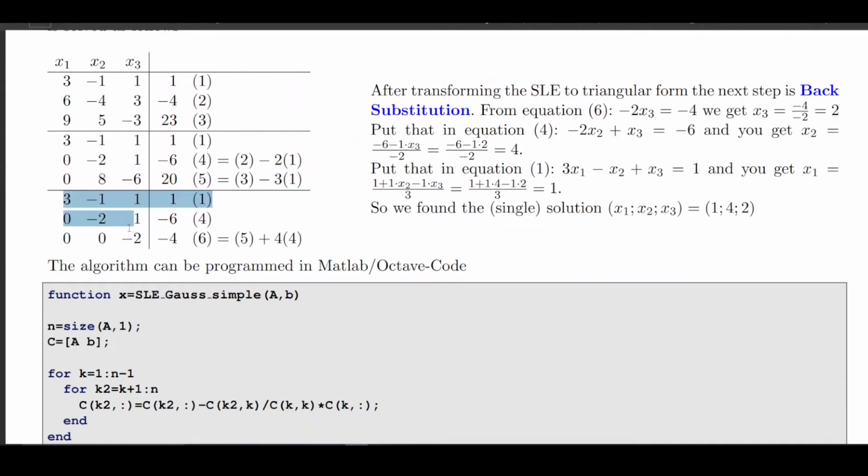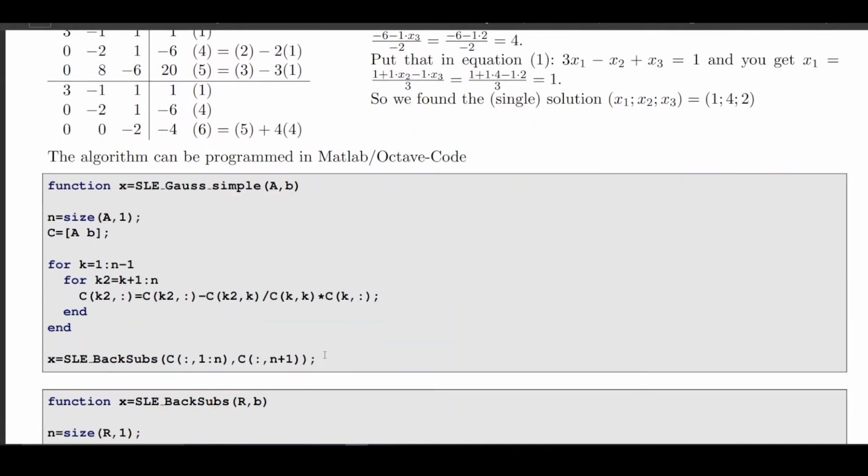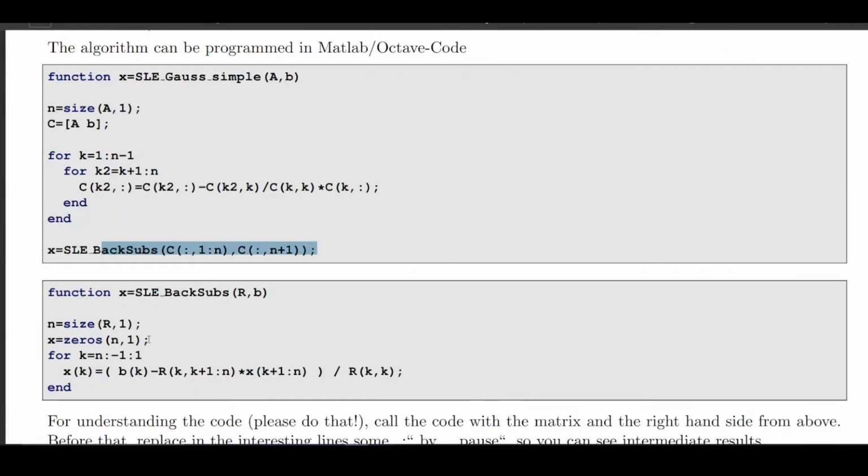This here, the left part, is the R matrix, and B is 1, minus 6, minus 4. That's how back substitution is called here. Let's start with an initial x, and then we fill the entries of x, starting with the last one and then going up to the second to last, and so on.